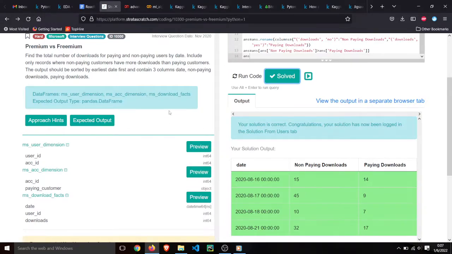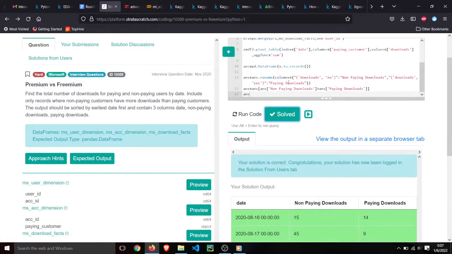I would say this is quite an involved problem, mainly because of the pivot table concept which we're using. If you're unable to arrive at the pivot table, then it can be a little hard. Apart from that, if you got to the pivot table part, then I think it's a pretty smooth solution. So let me know how you think about this question.